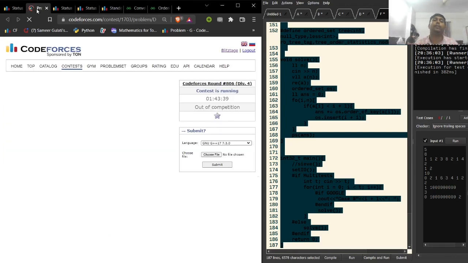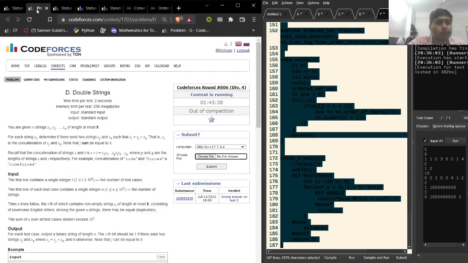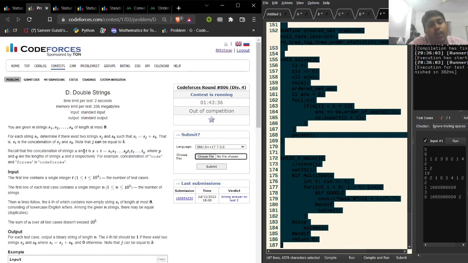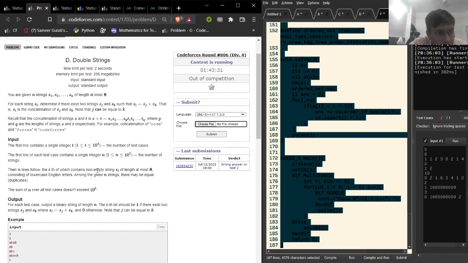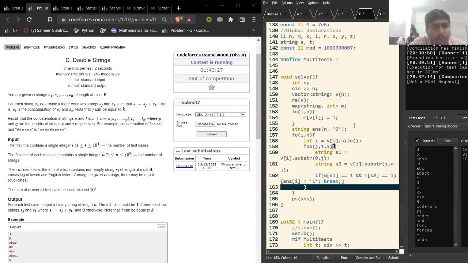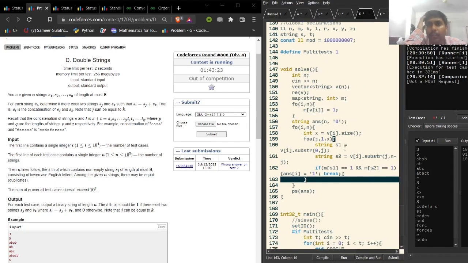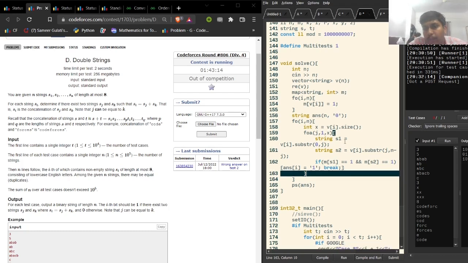Okay, looking into problem D again. Note that j can be equal to k. Yes, I never disagreed with that. Why does it give wrong answer? Okay, there are a lot of test cases. No, that is fine. int and a vector map of string. If I find v of i, then I say 1 for it.